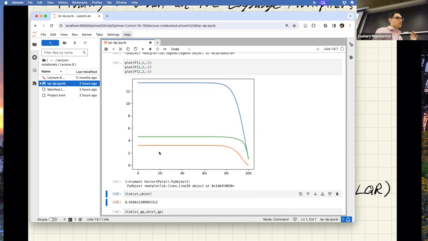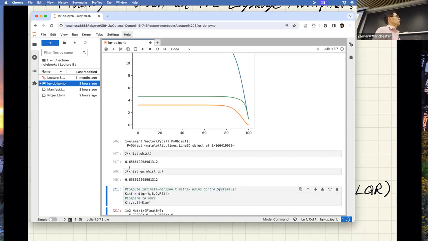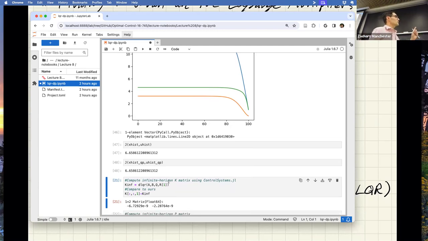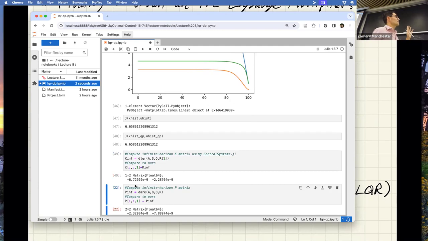Cool. Costs, just to belabor this, the costs are exactly the same out to all the decimal places in double precision. They match, they are exactly the same thing. So whether you use dynamic programming or the QP, it's the same answer. Now what we're going to do is compute the infinite horizon K from the control systems toolbox. We kind of did this last time. So those match super precisely, out to 9 digits.